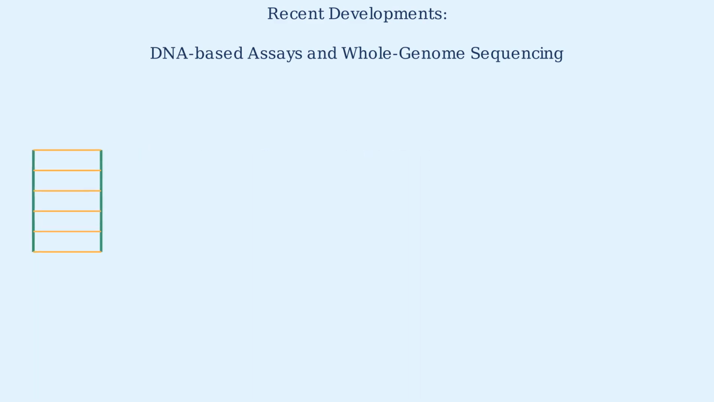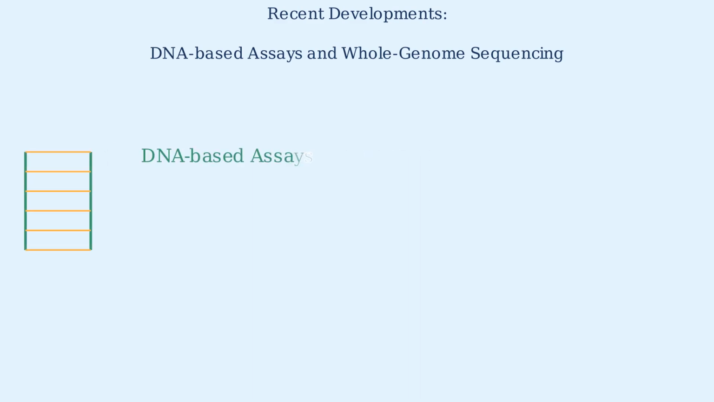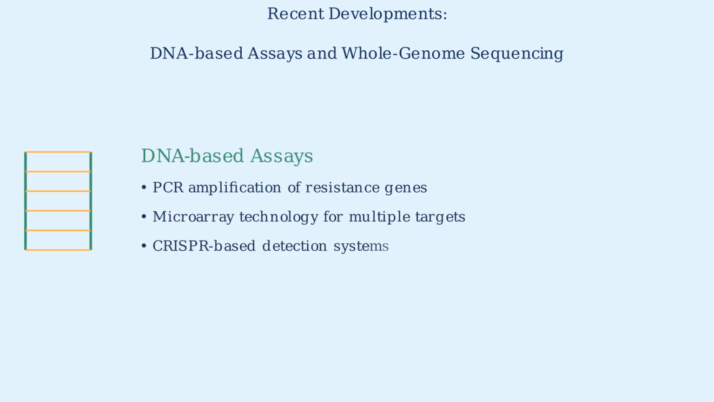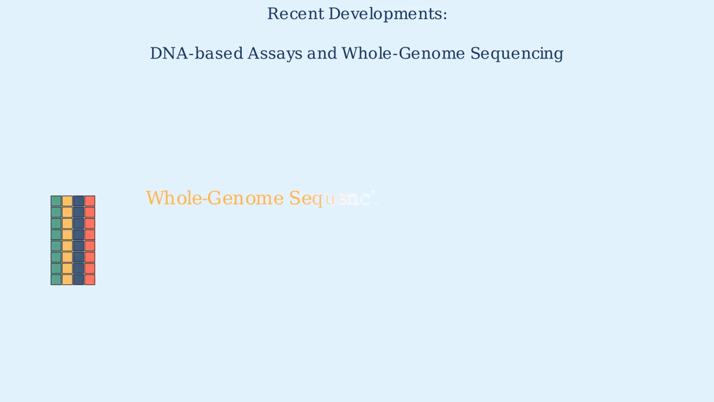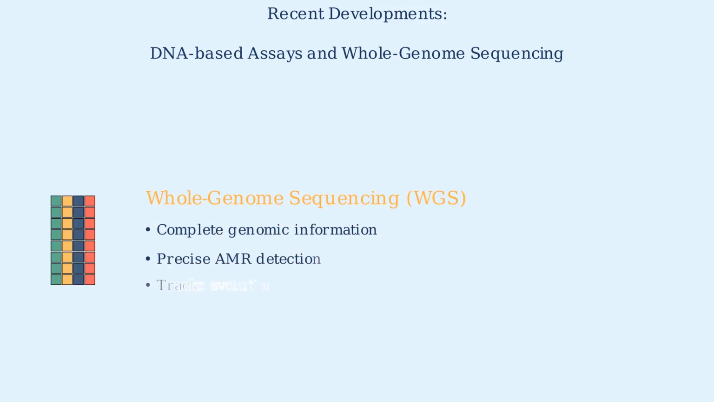DNA-based assays use techniques like PCR amplification and microarray technology to detect antibiotic resistance at the genetic level. These assays can identify specific resistance genes, such as those for beta-lactamases, carbapenemases, and methicillin resistance. Whole genome sequencing has become a readily available tool for precisely detecting antimicrobial resistance. WGS provides complete genomic information, allowing researchers to track the evolution of resistance and identify novel resistance mechanisms.